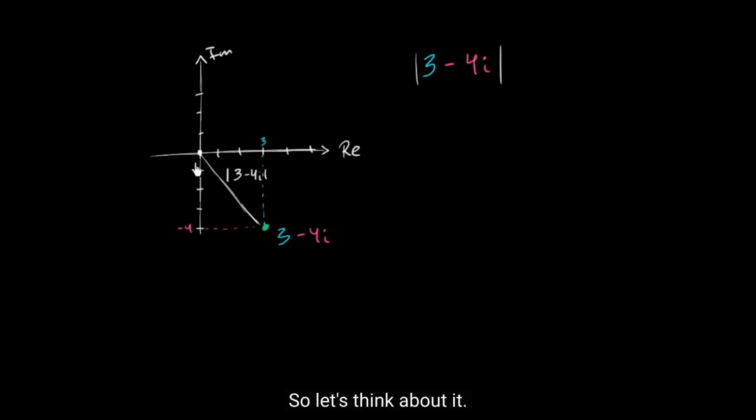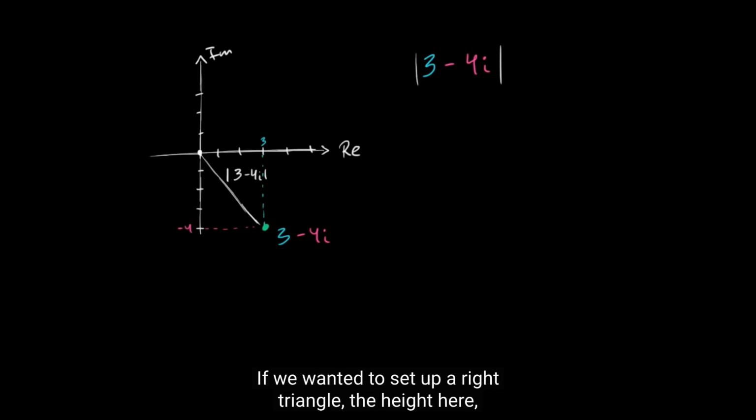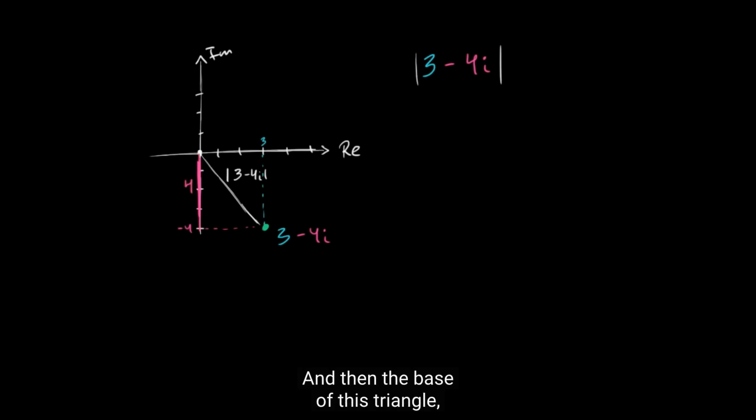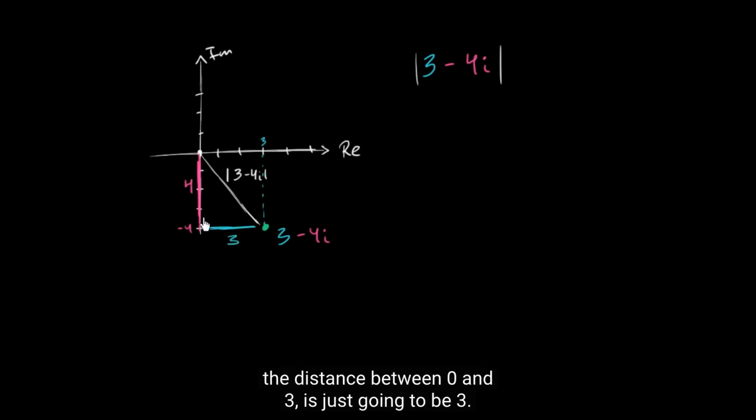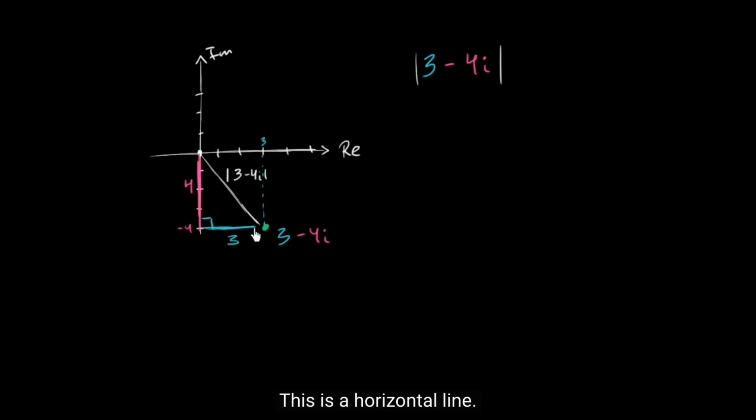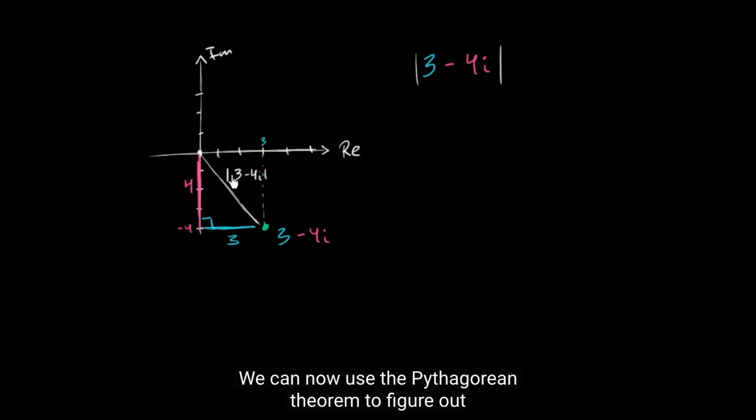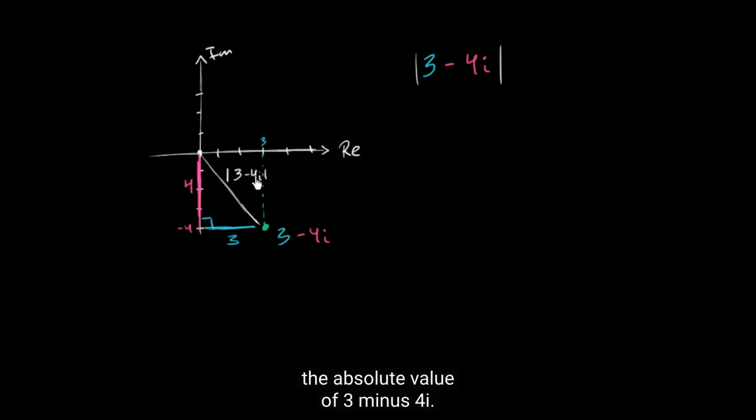So let's think about it. If we wanted to set up a right triangle, the height here, the distance between 0 and negative 4, is going to be 4. And then the base of this triangle, the distance between 0 and 3, is just going to be 3. This is definitely a right angle. This is a horizontal line. This is a vertical line. We can now use the Pythagorean theorem to figure out the absolute value of 3 minus 4i, the distance between this point and 0. It's the hypotenuse of this right triangle.